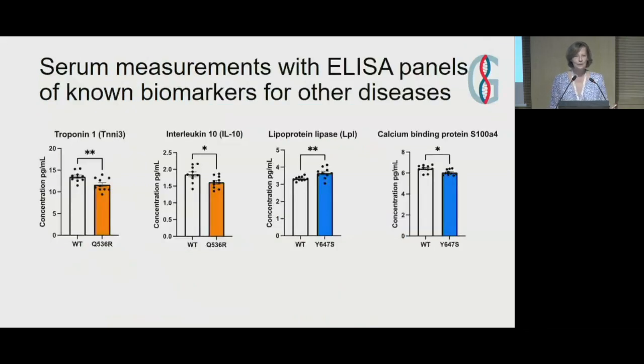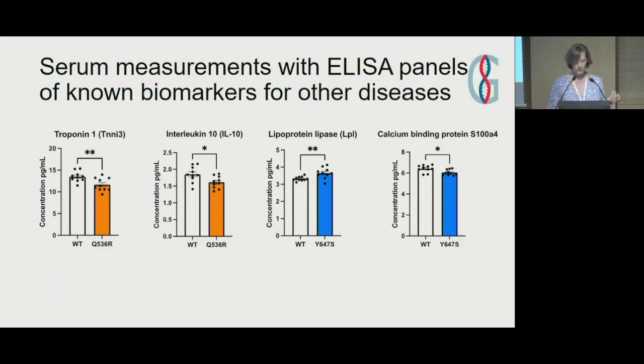So one of the ways that we could go about looking at biomarkers is to collect serum from the animals and apply that serum to ELISA panels. And actually, Christian Branger suggested we try this company called Olink, which I think has a couple of branches, but the one we went to was in Boston. So we sent samples to Olink, and they conducted an ELISA panel of many known biomarkers for other diseases. And we did see some that were significantly different.